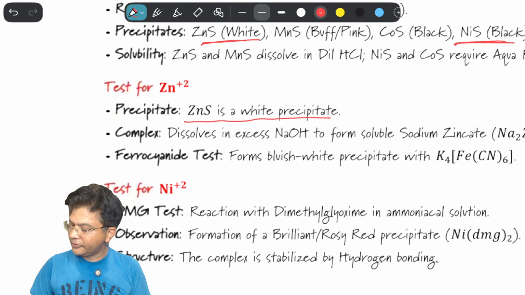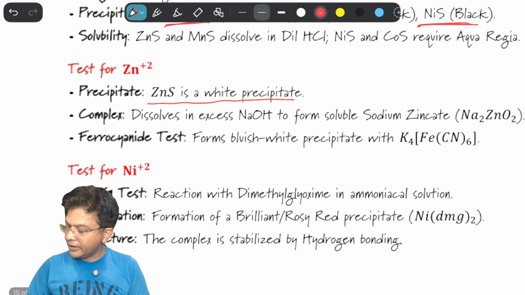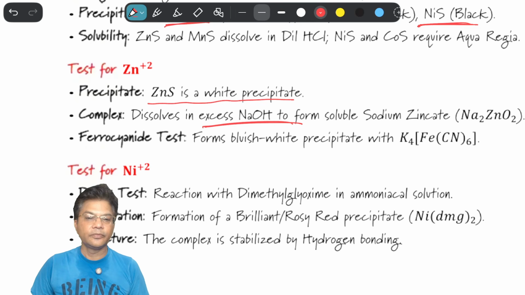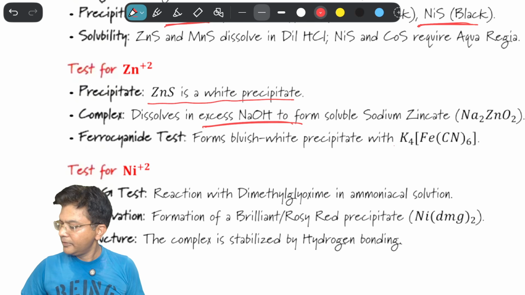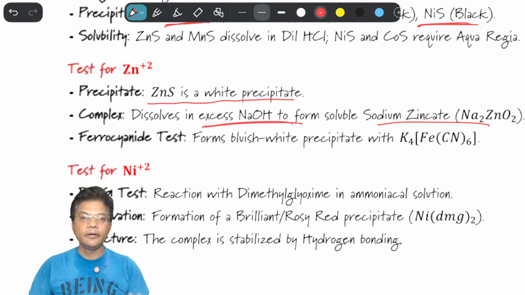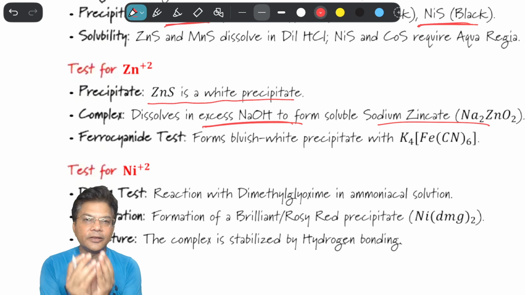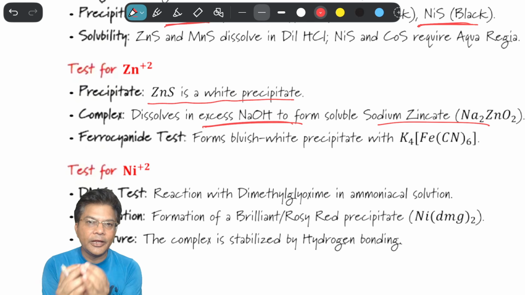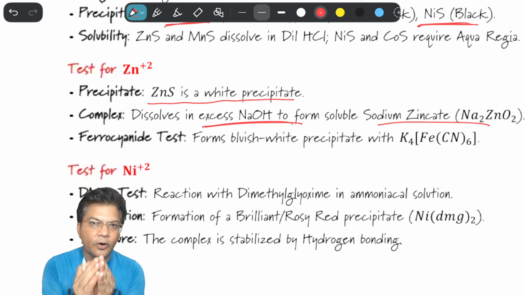ZnS is a white precipitate. It dissolves in excess of NaOH to form soluble sodium zincate. Very, very important. When you add zinc sulfate or zinc chloride to NaOH or ammonium hydroxide, they will form a precipitate, Zn(OH)2.